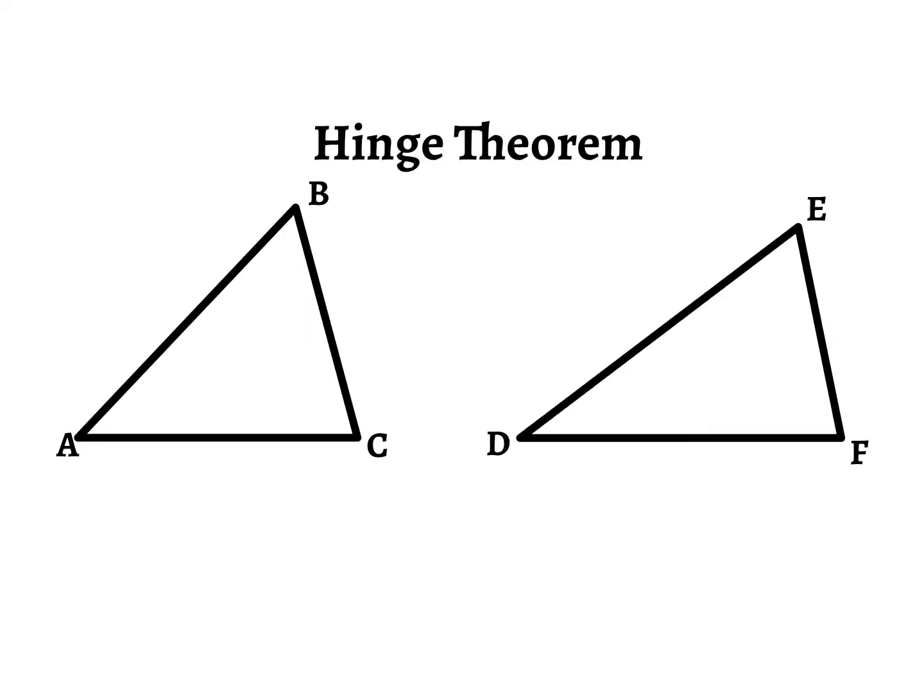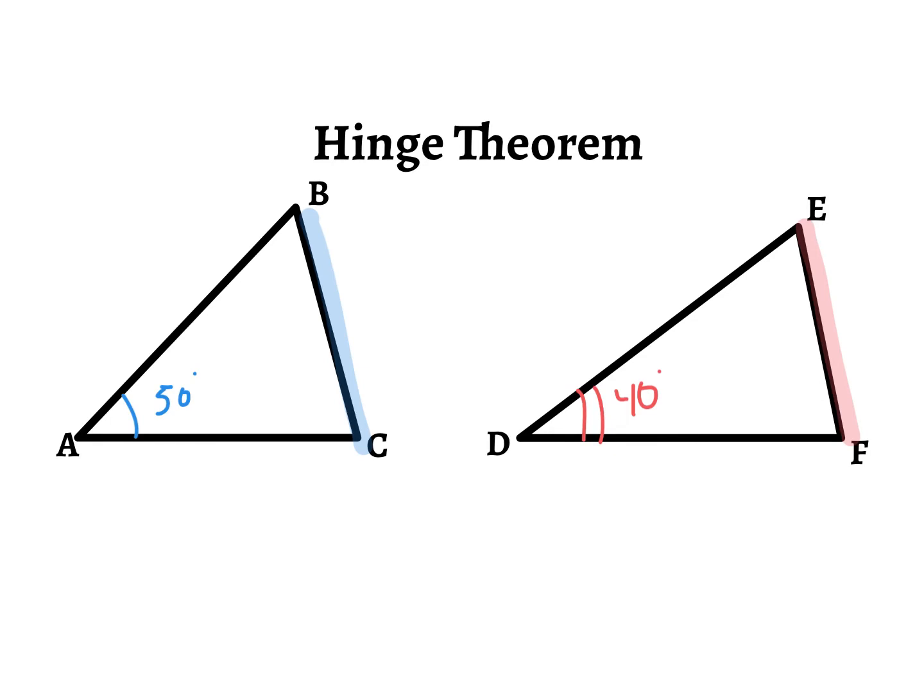So the Hinge Theorem says this. We're going to compare two angles. Let's say that angle A measures 50 degrees, and angle D, let's say that this angle measures 40 degrees. The Hinge Theorem allows you to compare the opposite segments. You can actually compare segment BC to segment EF.